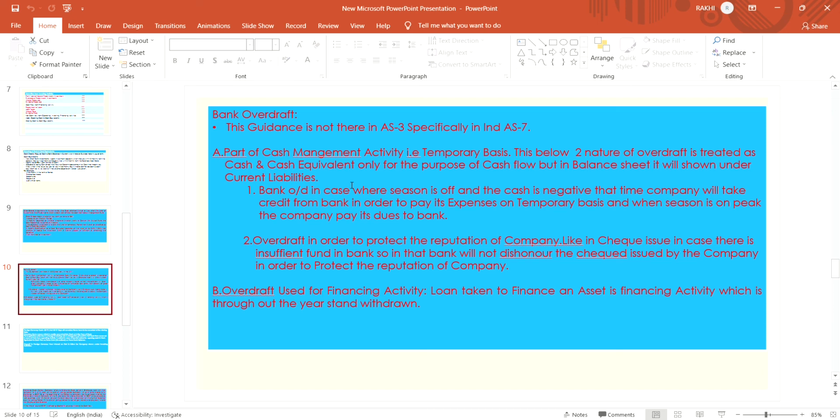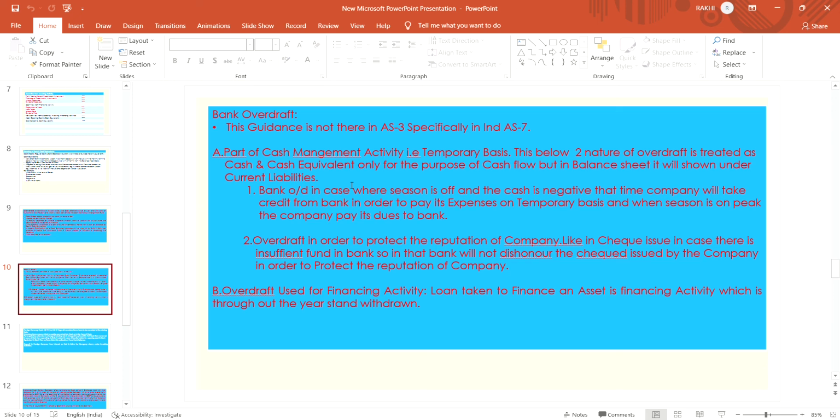Any overdraft taken in order to protect the reputation of the company: if the company has a current account and has issued a check, it tells the bank, you have to clear my check in whatever situation there may be. If my bank balance will be negative, in that case also you will not dishonor my check. It is all about the reputation of the company, so you have to clear my issued check. That kind of overdraft is also of temporary nature and also a part of cash and cash equivalent.